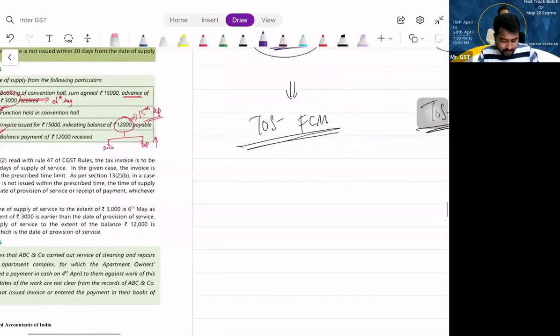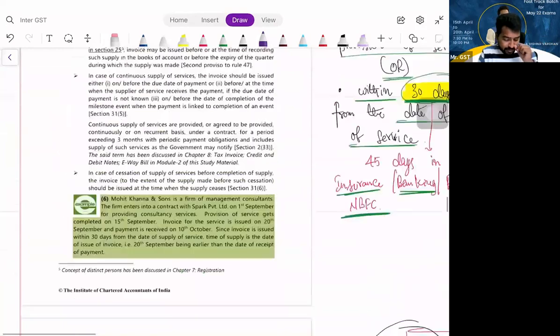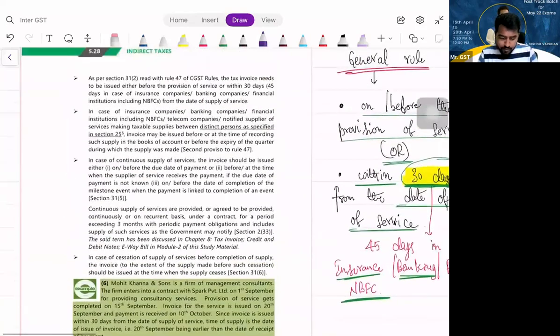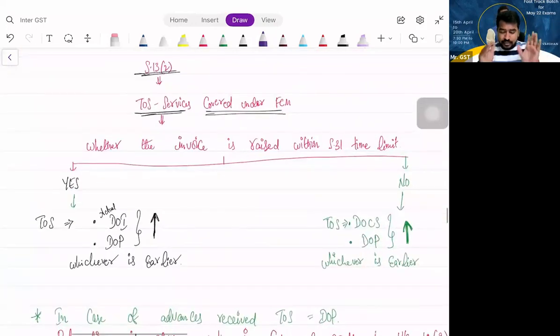So as we are discussing through the summary, come to page number 5.30. That is the summary. Instead of that, let us have a flow chart here. 13 subsection 2. What is 13 subsection 2? First, everyone tell me what is 13 subsection 2.